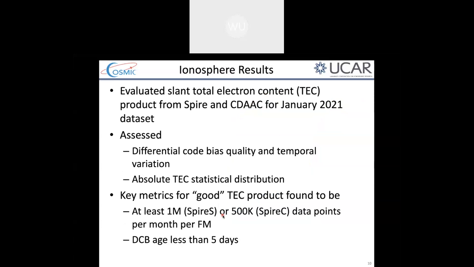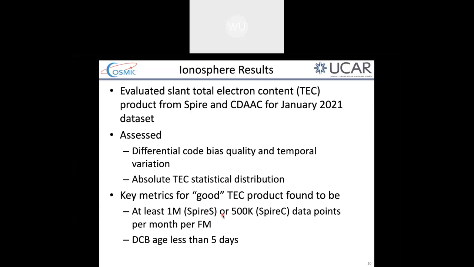Okay, so then moving on to the ionosphere. So we looked at slant total electron content, or TEC, produced by Spire, and then also by the CDAC system, again for January 2021. And we assessed the stability and temporal variation of the differential code biases, which we have to estimate in the processing, and Spire does that as well in their processing for the receiver code biases, and then the TEC statistical distributions.